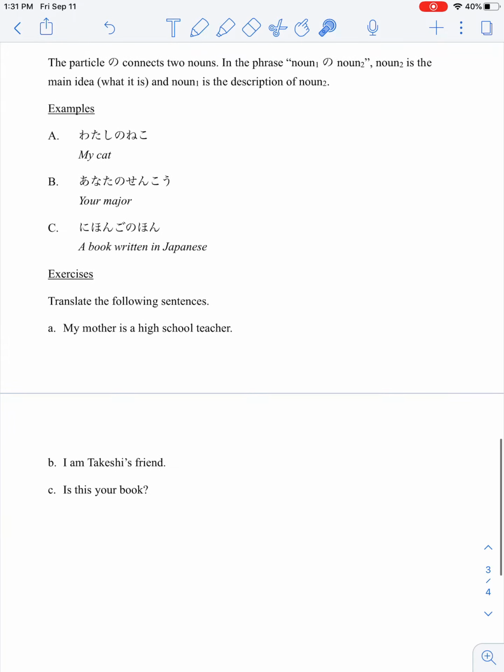Okay, let's do some exercises. My mother is a high school teacher. Mother. Okaasan. High school. Koukou. And teacher. Sensei.